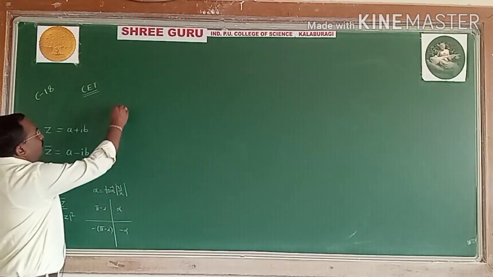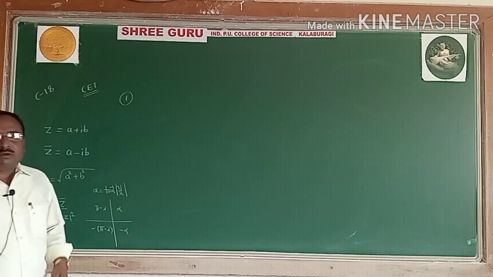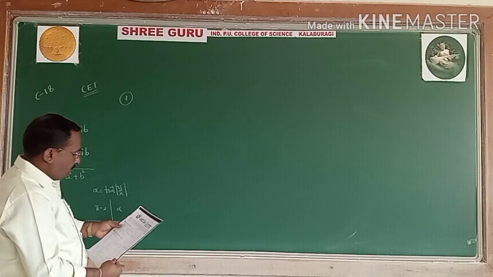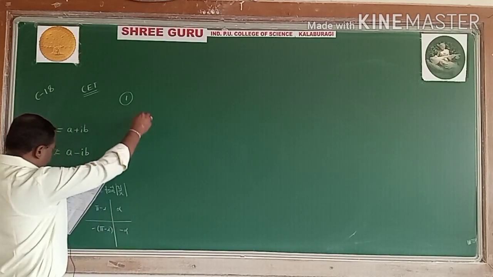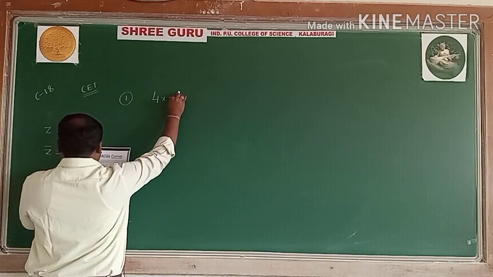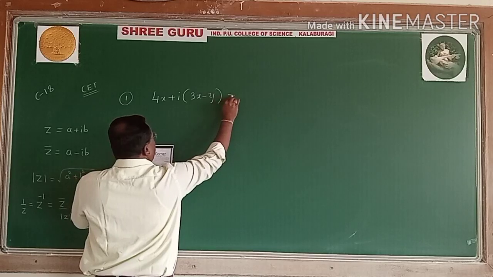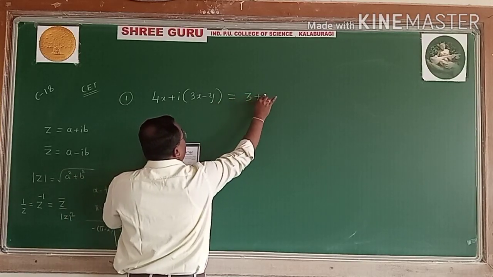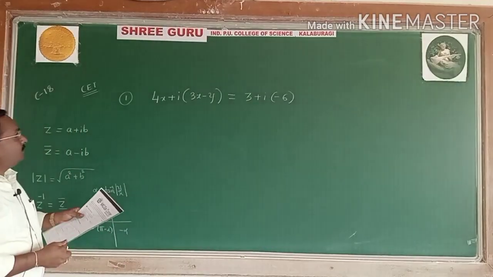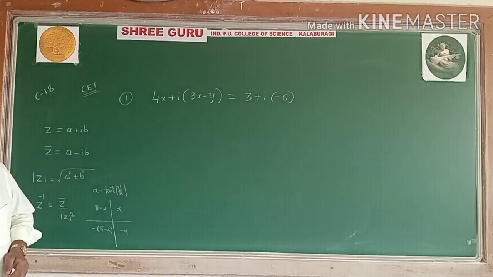One by one, CET examples. Example number 1, from your NCERT and Sri Guru college book, the CET textbook, MCQ questions, complex numbers. Example number 1: 4x plus i times of 3x minus y is equal to 3 plus i times of minus 6. Find the values of x and y.